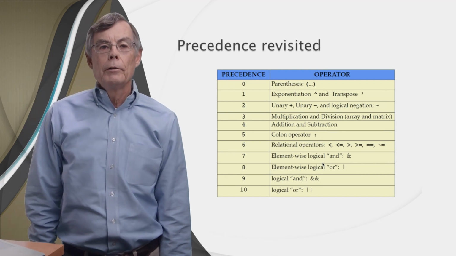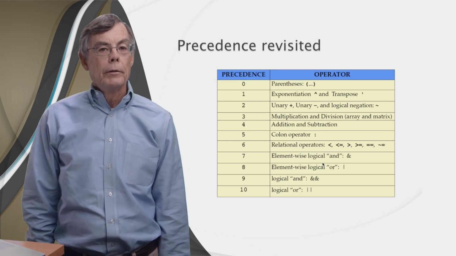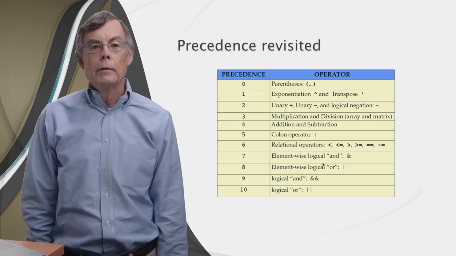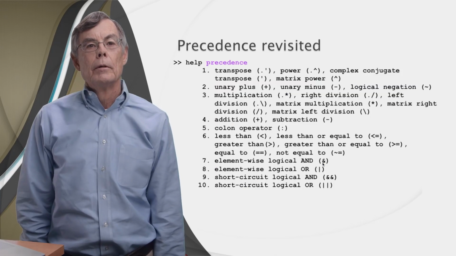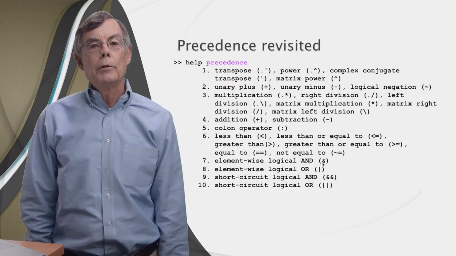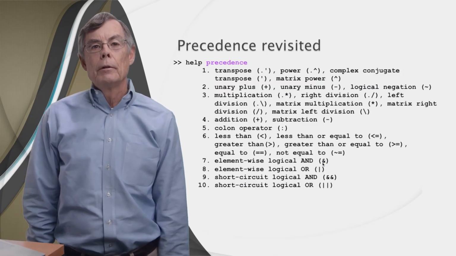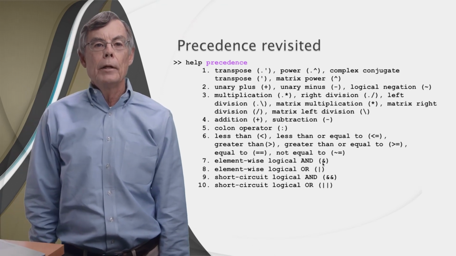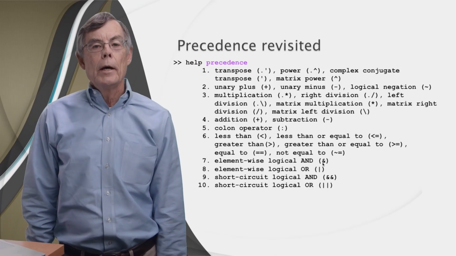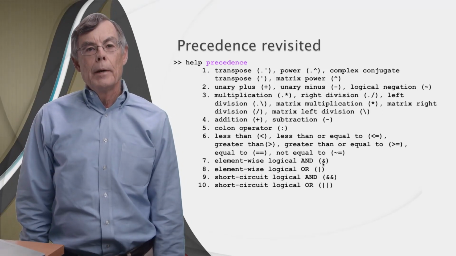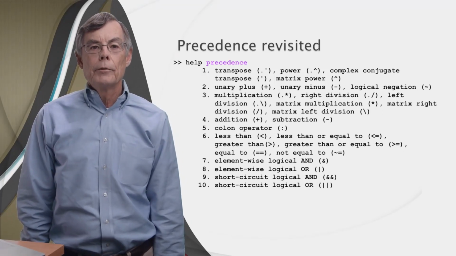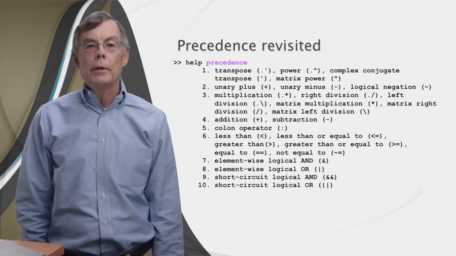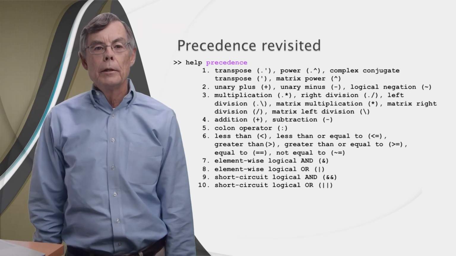Chances are you're not going to learn this table by heart, but you can get it anytime you want it by giving MATLAB the command help precedence. This is the table that shows up. It omits parentheses, but it's pretty easy to remember that they outrank everything else. By the way, when you're not sure about precedence, you should probably use parentheses to force the order that you want, because it'll improve the readability of your program.